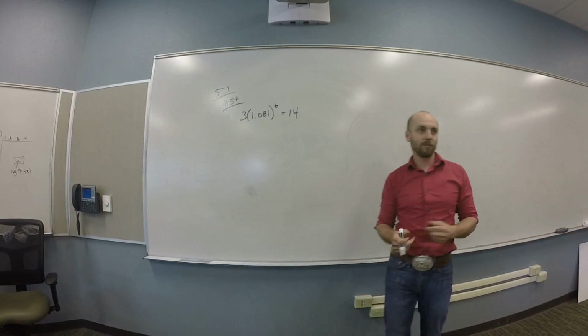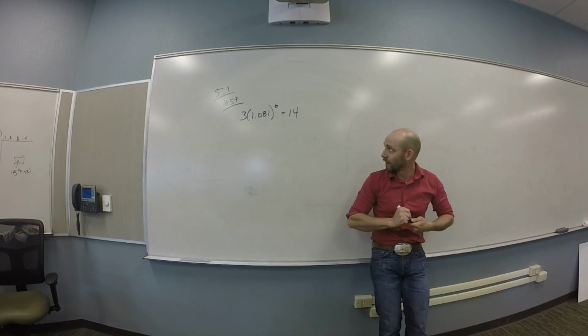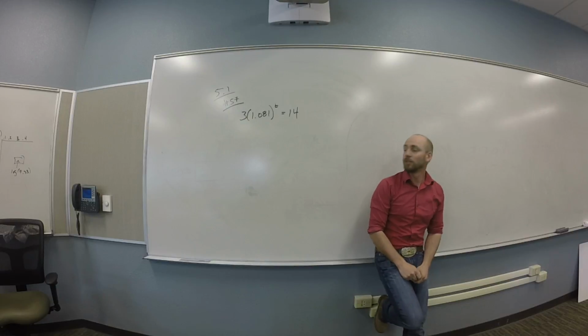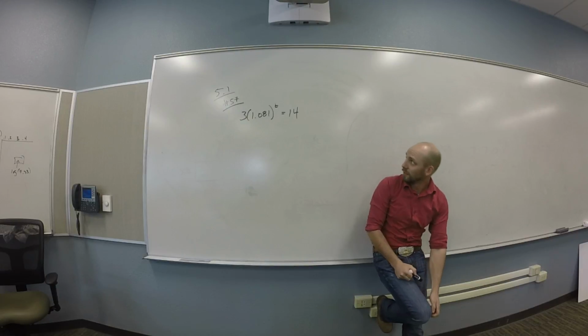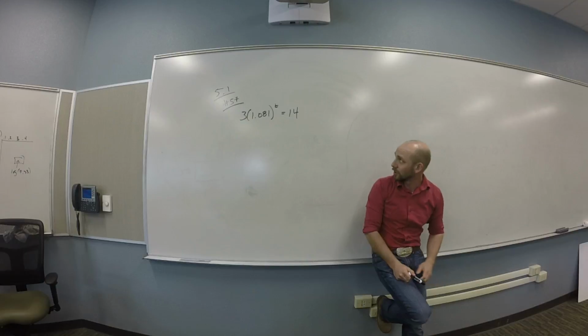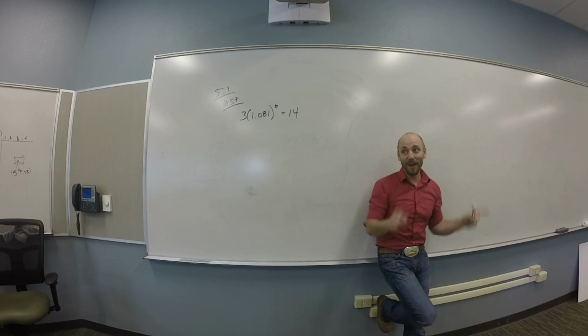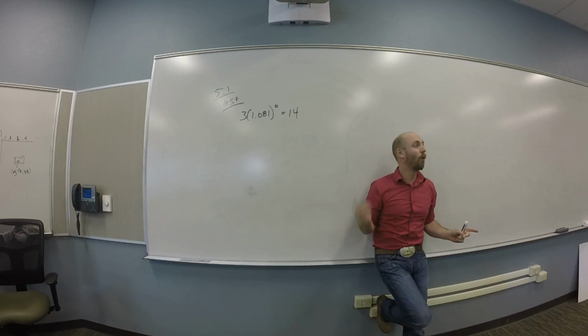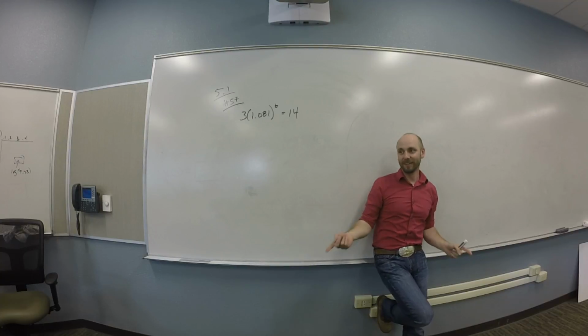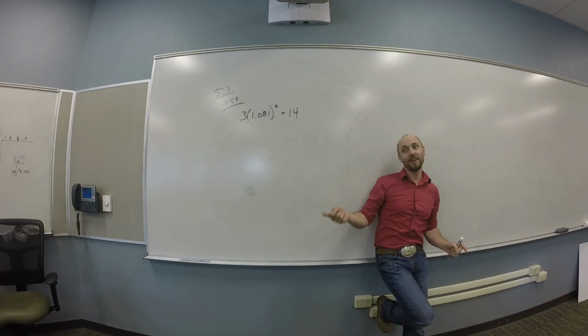All right, so let's warm up a little more and do 57 out of 5.1. We want to solve for t in 3 times the quantity 1.081 to the t equals 14. No, divide by 3. It doesn't matter. You can log both sides first, or you can divide by 3 first. If you log both sides first, you're going to need to use a log rule.